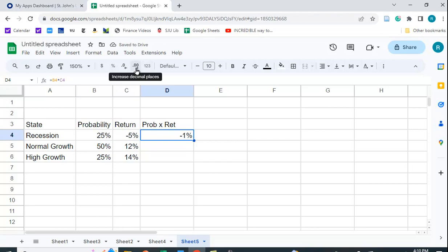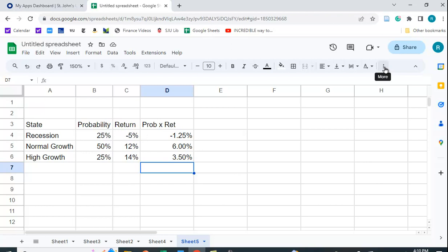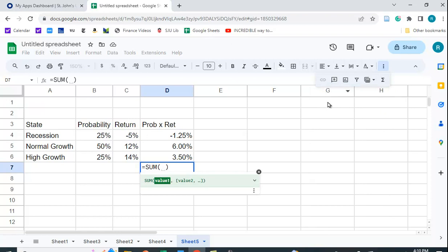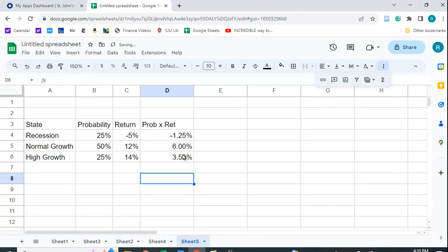And let me just add a couple decimal places. There we go. And we'll just copy those values down, right? 50% chance of 12% is 6%. 25% chance of -5% is -1.5%, and then we just add these up, and we can use the sum function here. If you look at this toolbar, if you don't see anything, click these dots and you'll see this sigma, and sum is one of the choices. Then you can just highlight these, and you get 8.25%. So this is the expected return.